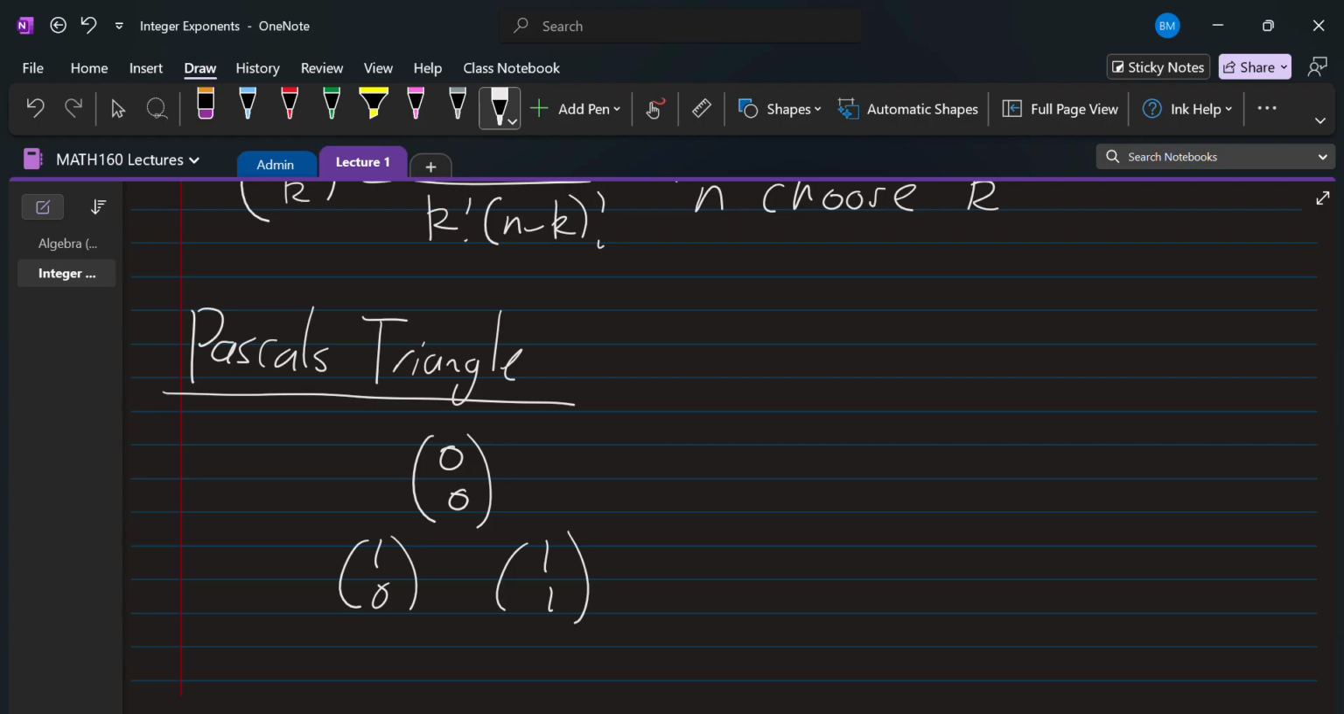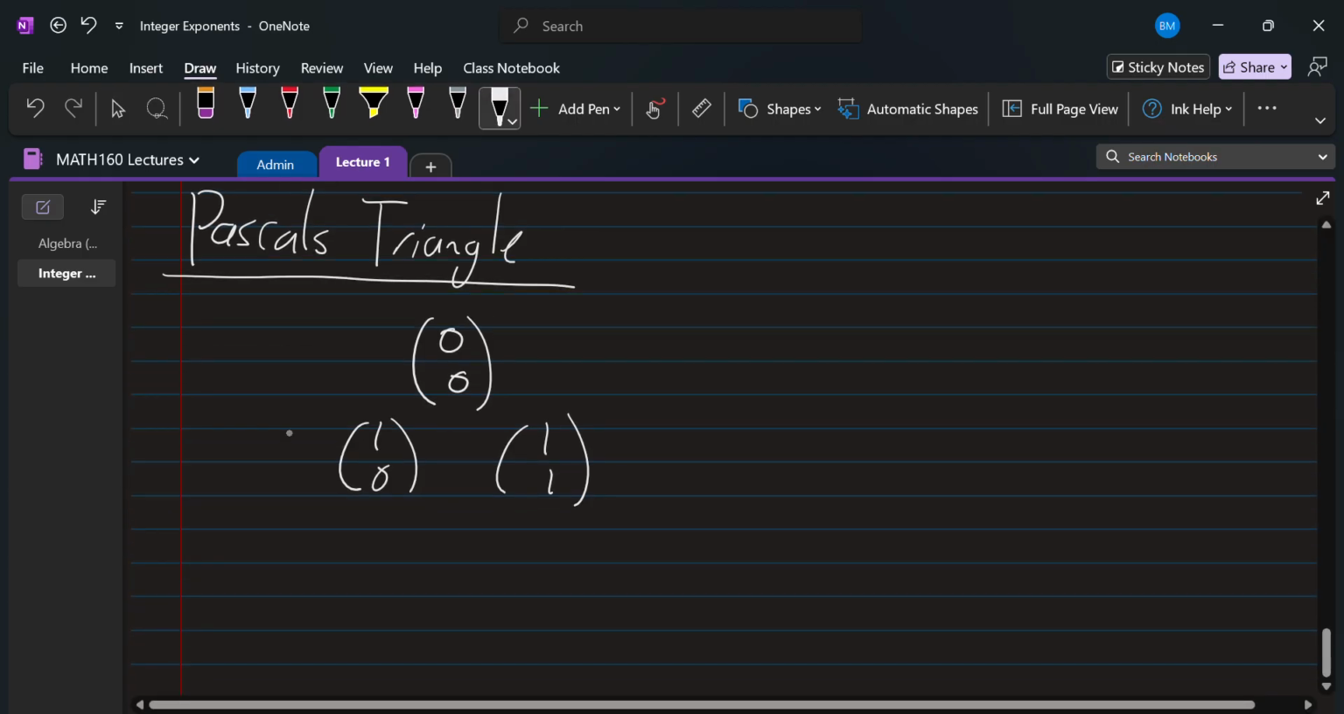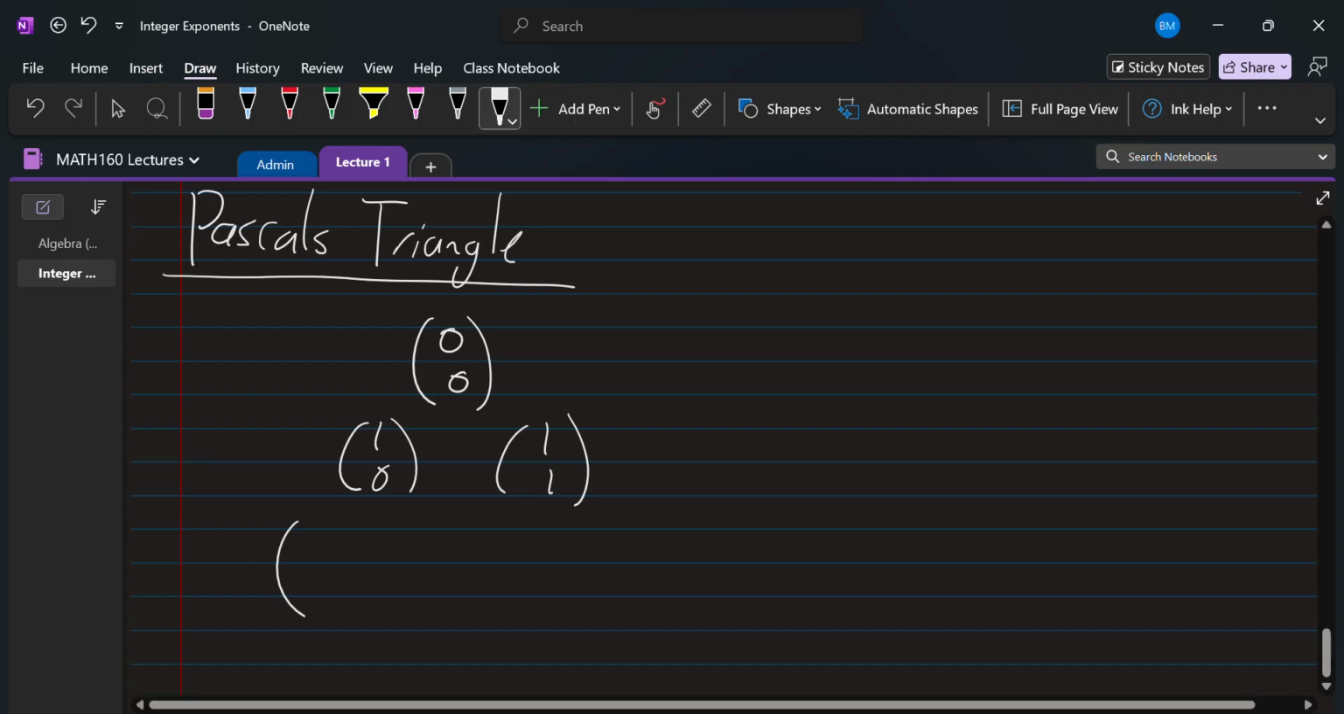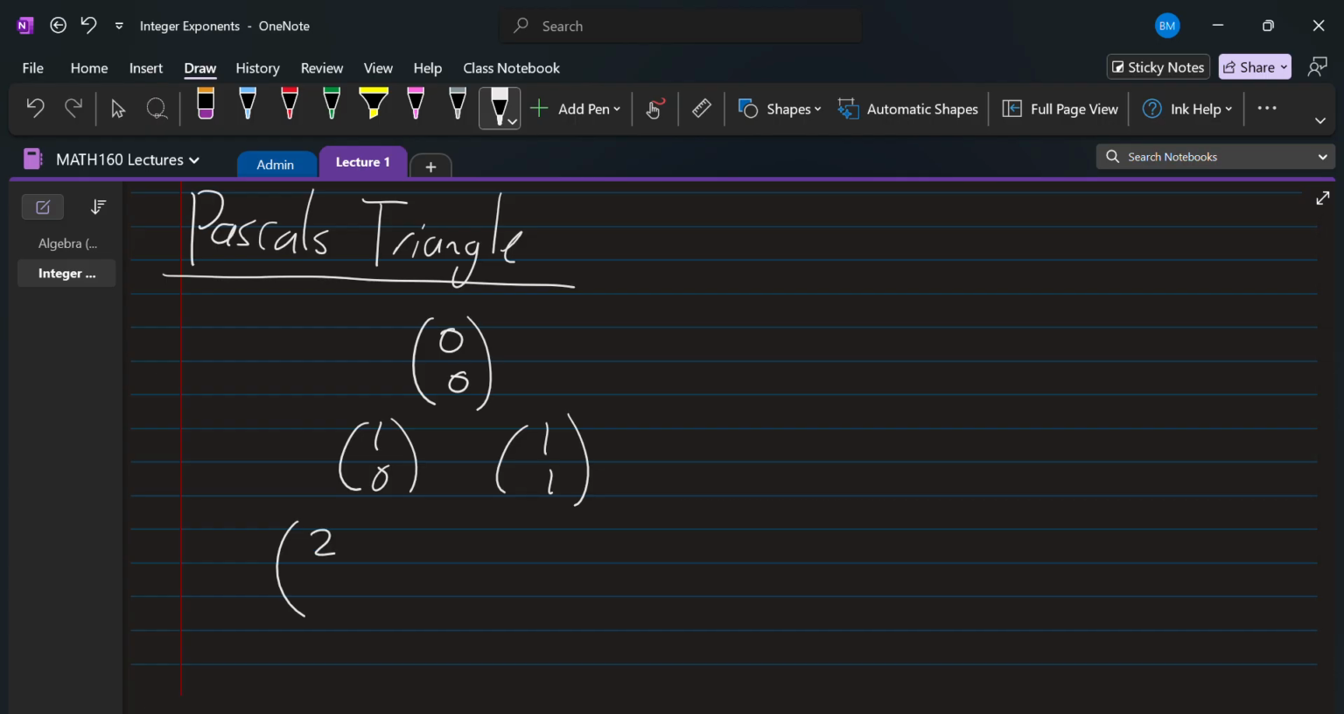The way it's set up is, right at the top, we have 0 choose 0. Then we build up this triangle or pyramid row by row. The next row will be 1 choose 0, 1 choose 1. In the top of the n choose k, n is the level we're on. So right at the top, there's the 0, that is the 0 level. Next one, we've got 1, so n is 1.